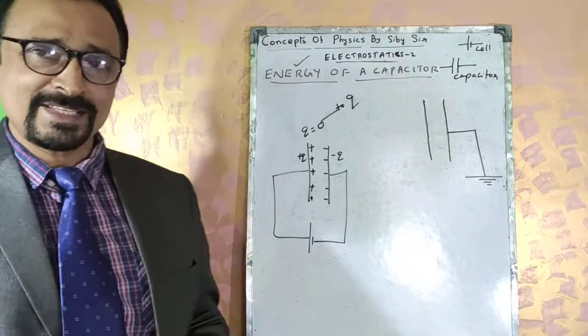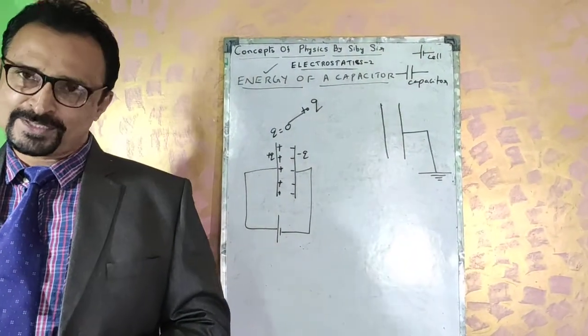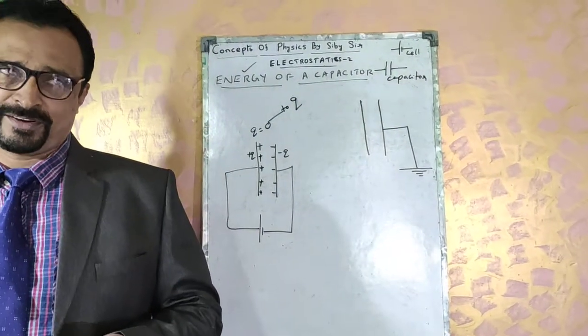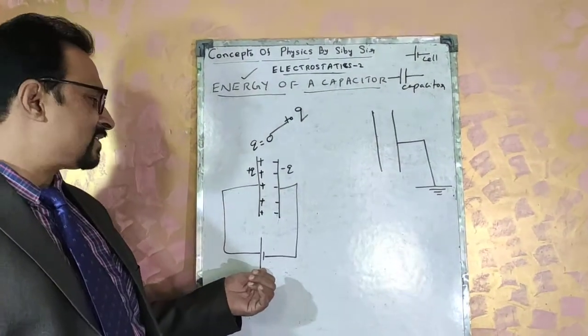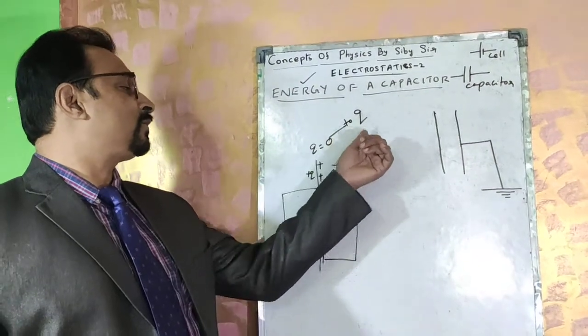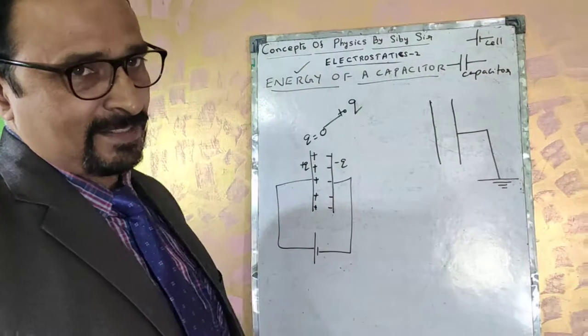You know work done is same as energy. Many times I told you. Whatever work you are doing for shifting the stone from the ground to the top of the building, that will be stored as the energy of the stone. Similarly, the work done by the cell to increase the charge on the plates of the capacitor from 0 coulomb to Q coulomb, that work done is stored as energy of the capacitor.